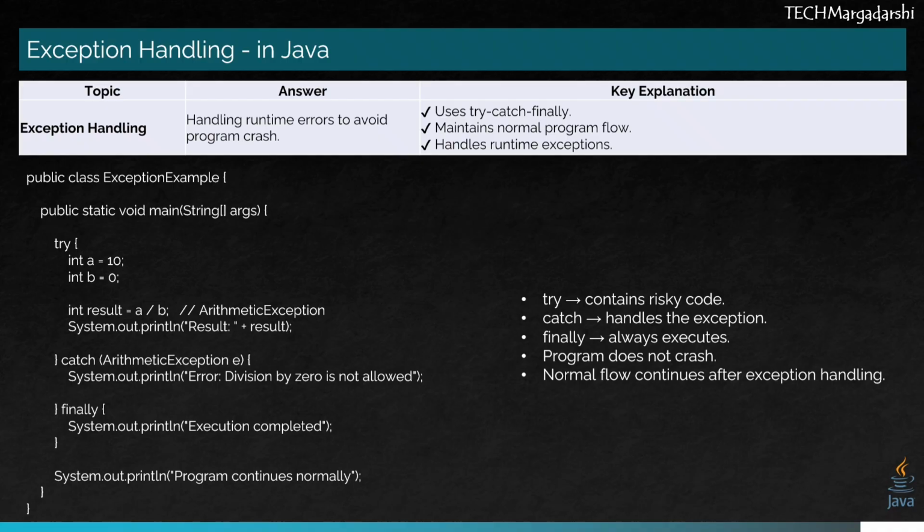The finally block is always executed, whether an exception occurs or not. It is commonly used for cleanup activities like closing files or releasing resources. As you can see, even after the exception, the program continues to run normally. This is the key advantage of exception handling. It ensures stability, reliability, and smooth execution of Java applications.